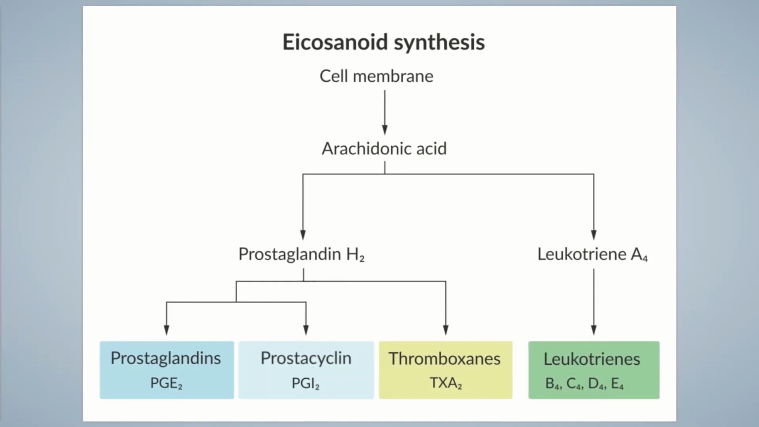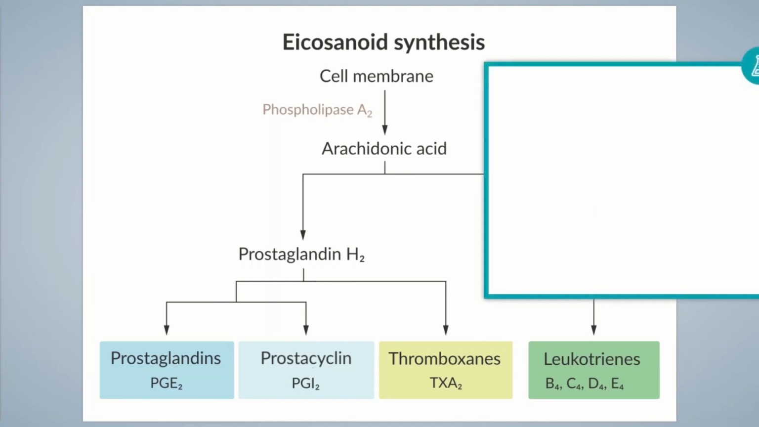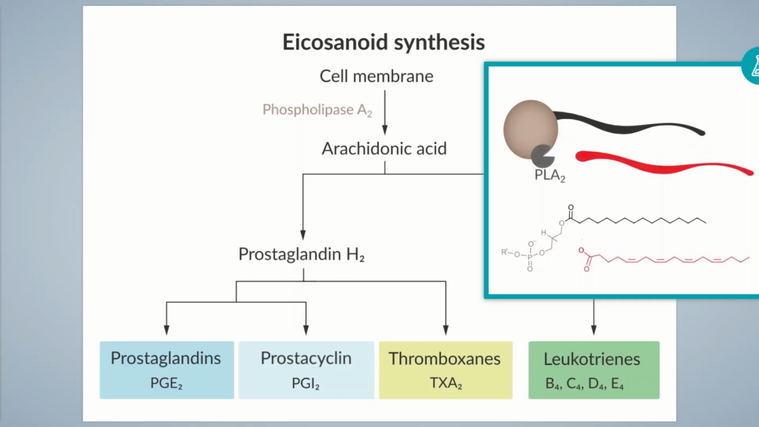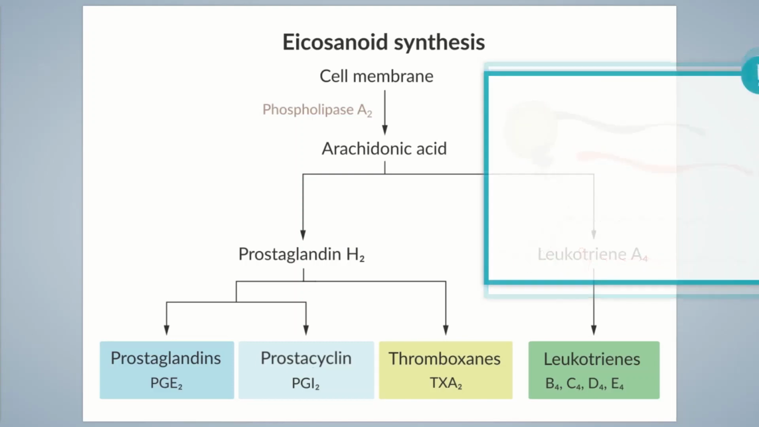Arachidonic acid is released on demand from the cell membrane. The most important enzyme involved in this process is phospholipase A2, in short, PLA2. Let's have a detailed look at its function. You can see a schematic representation of a phospholipid at the top, whereas the bottom image shows the molecular structure of a phospholipid. PLA2 cleaves arachidonic acid from the phospholipid in the biomembrane, setting it free for other reactions.